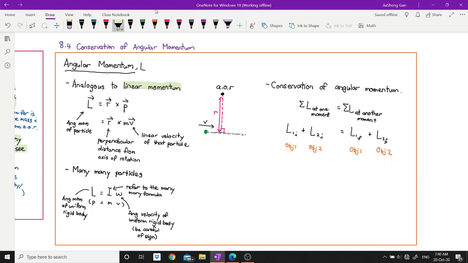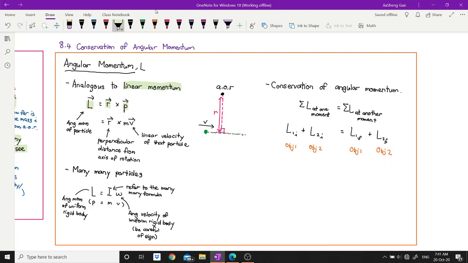So just now, if you relate the force to the torque, you use R cross F, then you get torque, right? Now you take R cross the linear momentum, you get the rotational momentum, which is angular momentum. Just like last time you use R cross F, then you get torque. This time you use R cross linear momentum, you get angular momentum.